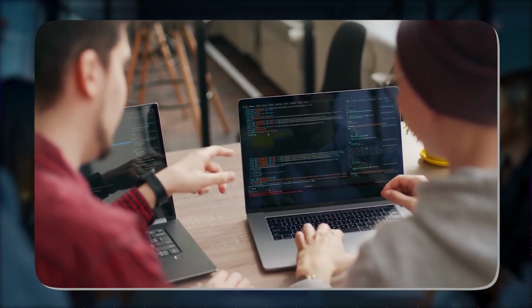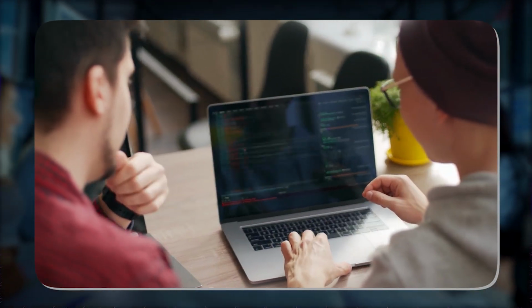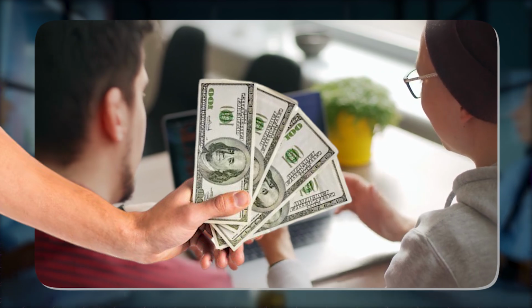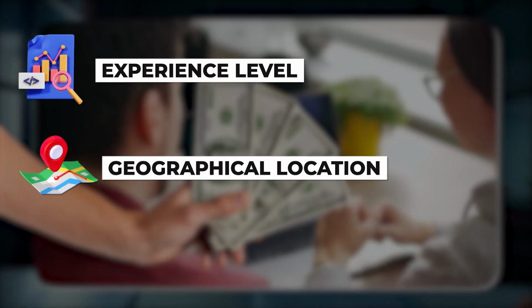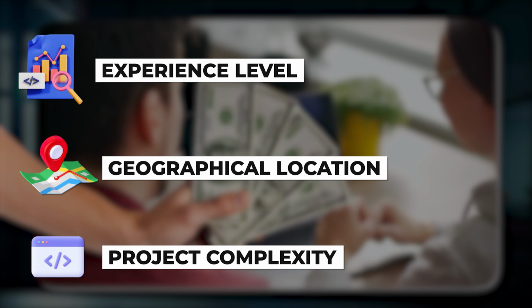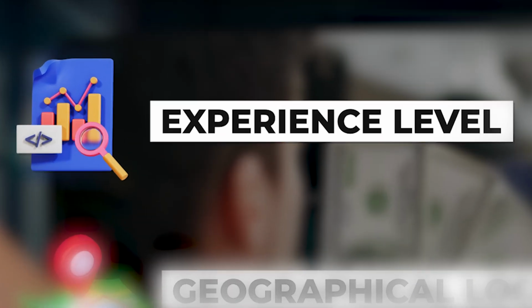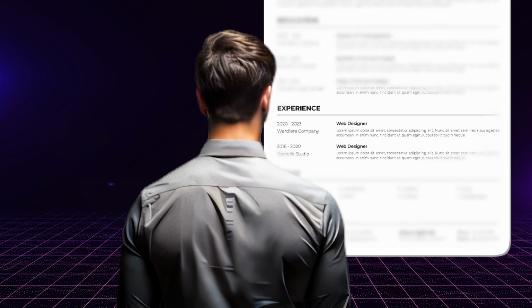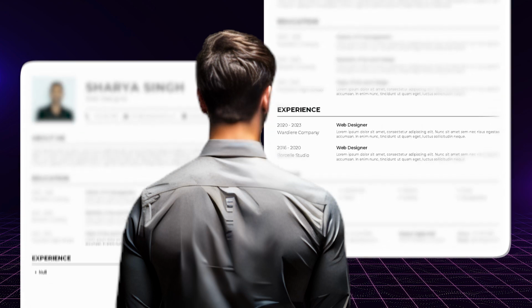Now that you know how to hire a developer for your blockchain project, let's move on to the cost of hiring them. The overall cost depends on several factors, such as the experience level, geographical location, and project complexity. Let's start with the first factor, the experience of the developer. It is obvious that you have to invest more to hire an experienced blockchain developer when compared to entry-level developers.